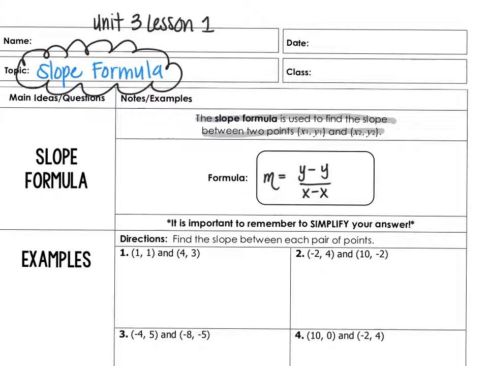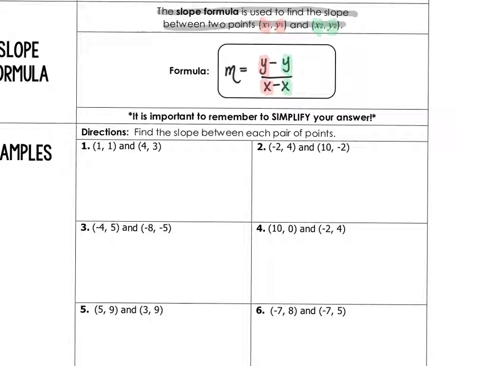Now, you've probably heard y2 minus y1 over x2 minus x1. I'm here to tell you that it really is the difference in the y's over the difference in the x's. Just make sure that if you're going to put this y first, you must put this x first. And if you're going to put this y second, then you must put this x second. And note that it is important to simplify your answer because slopes are simplified fractions.